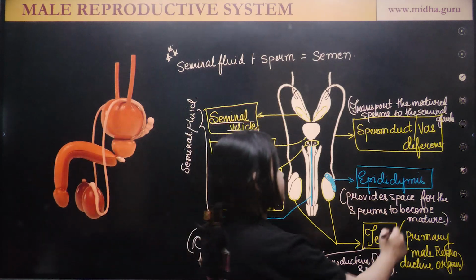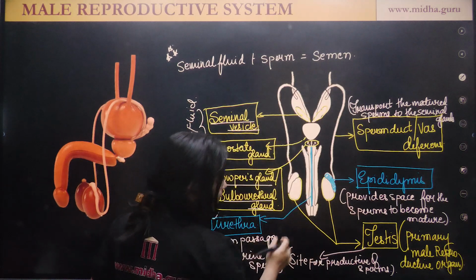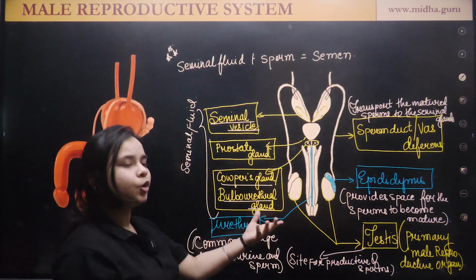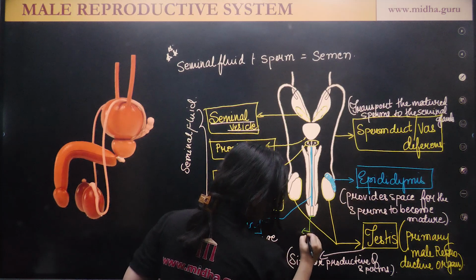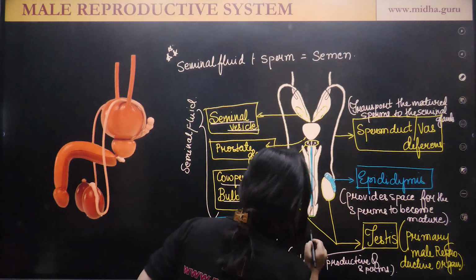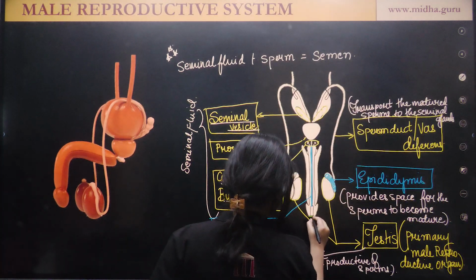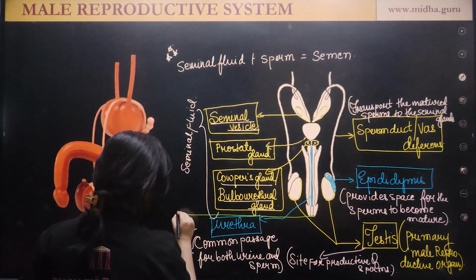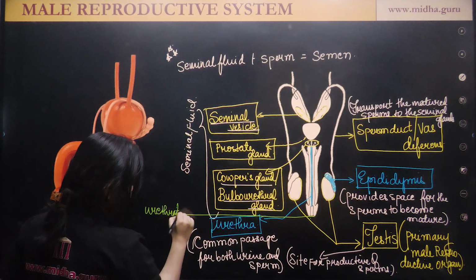Now the last part, or the termination part, or we can say the opening, is called the urethral opening or meatus.